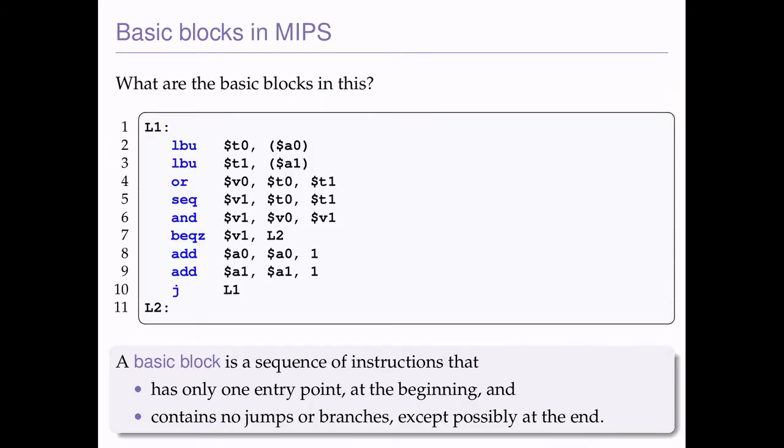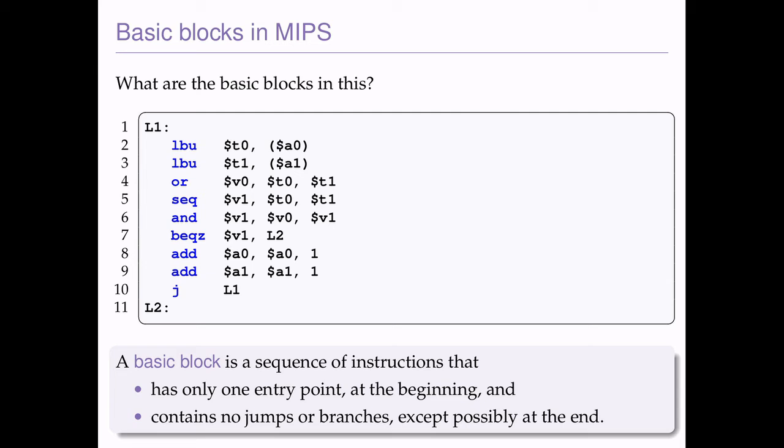So what does this look like? Well, let's have a look at a MIPS example. How would we find out where the basic blocks are in this code? Well, remember, a basic block only has one entry point at the beginning, and it contains no jumps or branches except maybe at the end. So we can see this label L1 at the top here. This is an entry point, because a label is an entry point: you can jump to it. So you would want the basic block to start at this label.